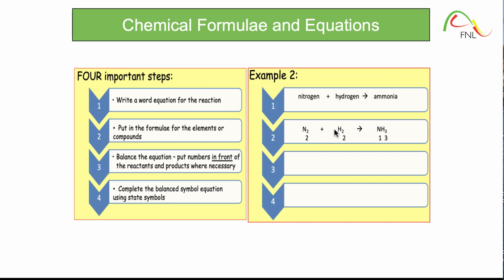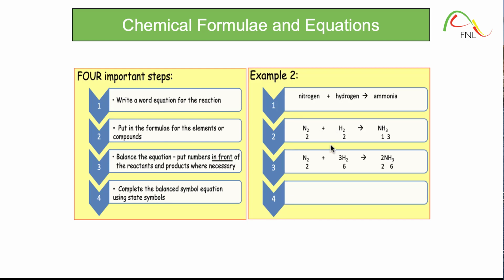Let's look at how we balance it. Okay, what we'll do, we'll put a 3 in front of the hydrogen. So 3 times 2 is 6. And then in order to have 6 over here, we put 2 in front there. So it's 2 times 3 is 6. 2 times N is 2. And look over here, we've got N2 there. So that's now balanced beautifully. A bit more complex there, wasn't it?